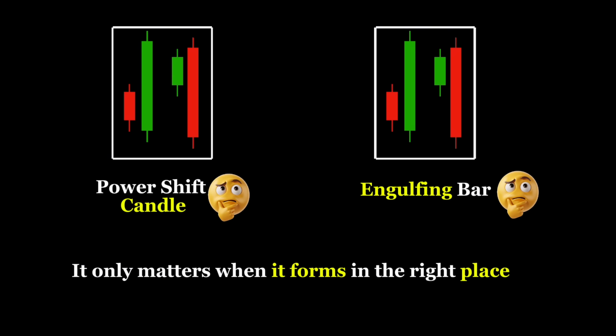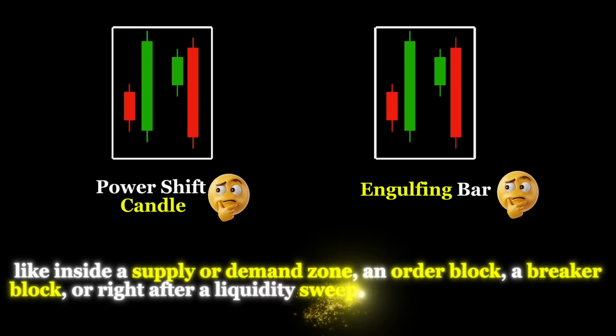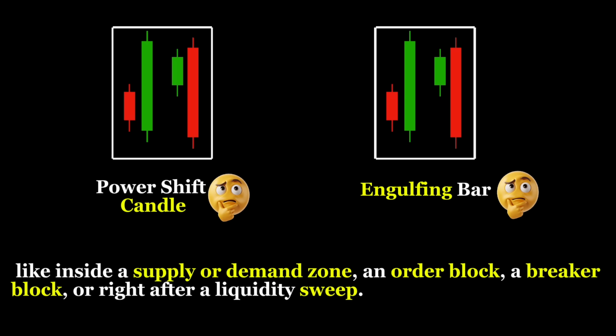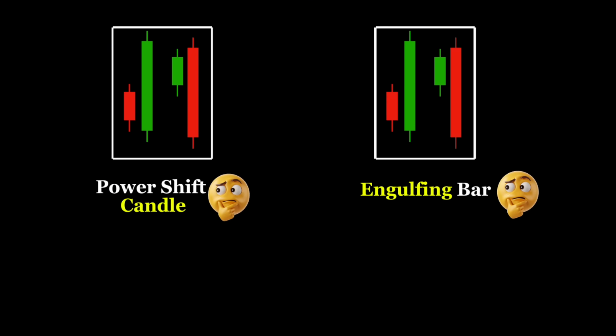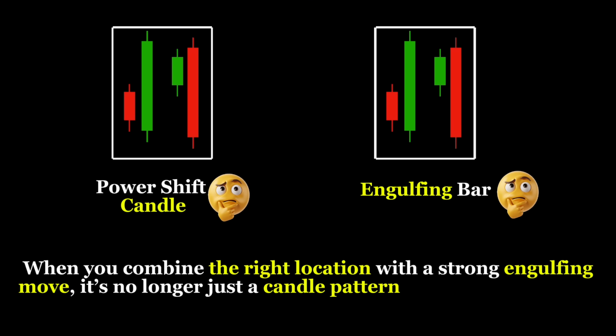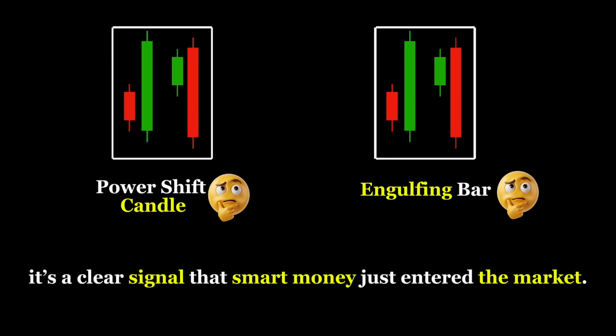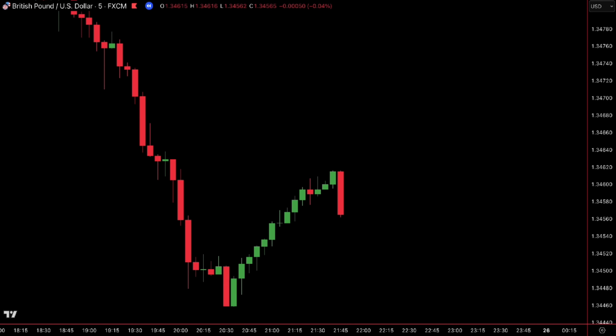It only matters when it forms in the right place, like inside a supply or demand zone, an order block, a breaker block, or right after a liquidity sweep. When you combine the right location with a strong engulfing move, it's no longer just a candle pattern. It's a clear signal that smart money just entered the market. Let's take this one step further and combine the power shift candle with supply and demand zones. This is where it really shines.